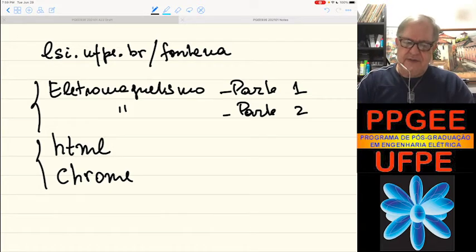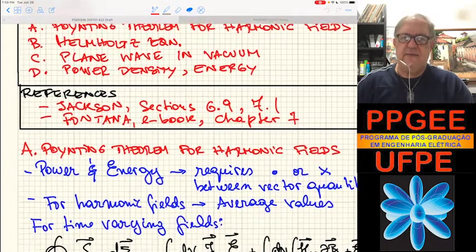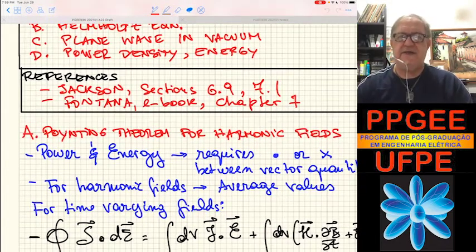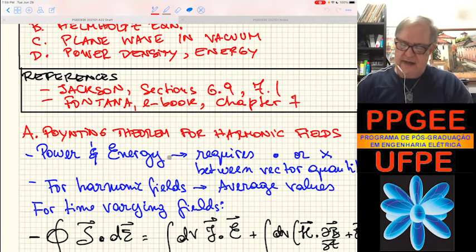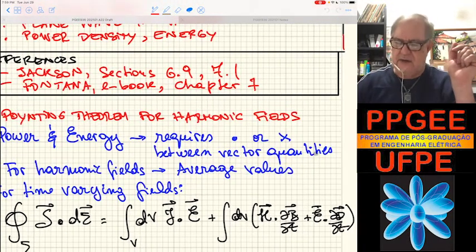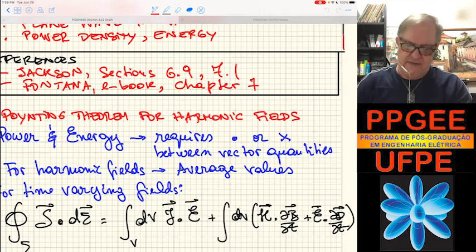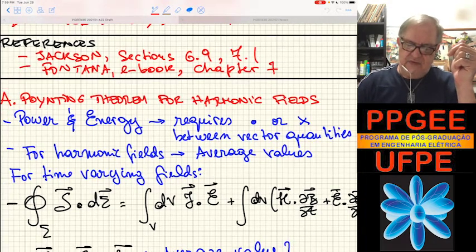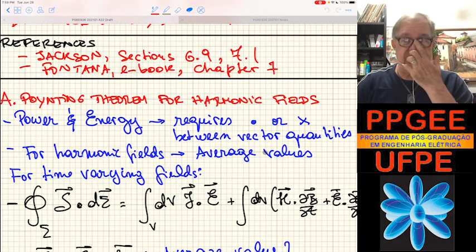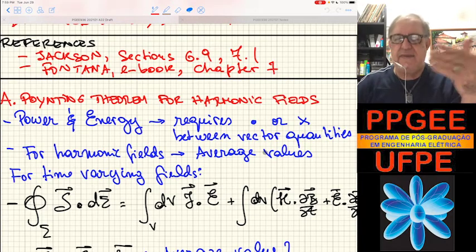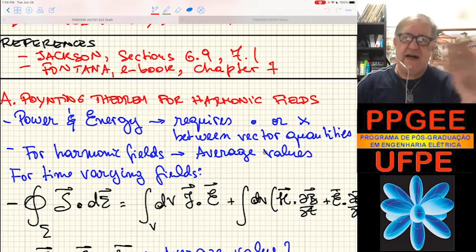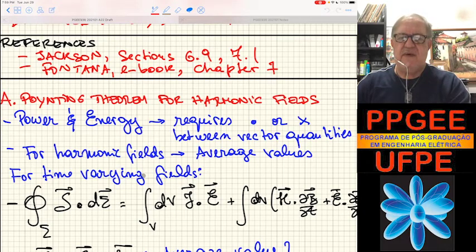Okay, let's start with our lecture. We are going to look into energy and power. Power and energy, we always have a dot product or a cross product between vector quantities, between field quantities, which are vectors. Of course, we can have a product between scalar quantities. And if we assume harmonic fields, we are interested in average values. We know already the time dependence of quantities, either scalar or vector quantities. Then we want to have time varying quantities.